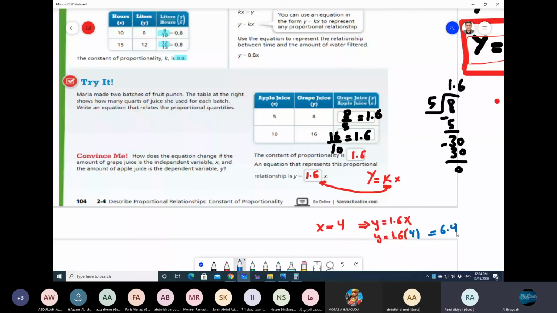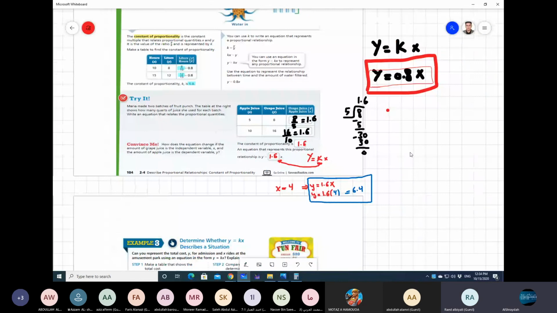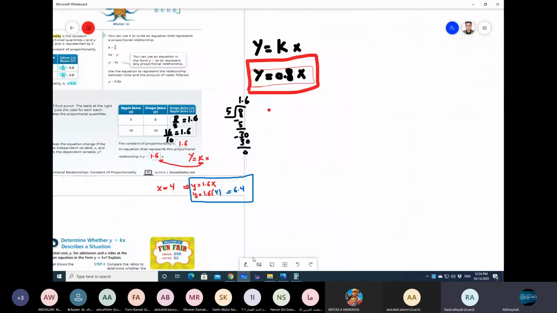Then you can use the equation to find the value of y for any value of x, or the value of x for any value of y. Do you understand it, or do you need me to give you another example? Yes, teacher, I need another example.